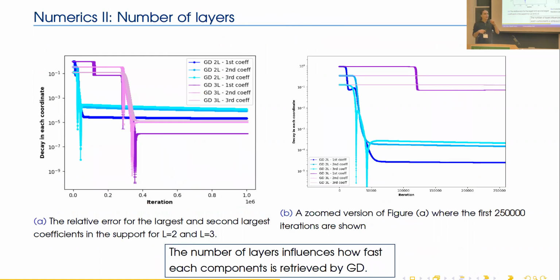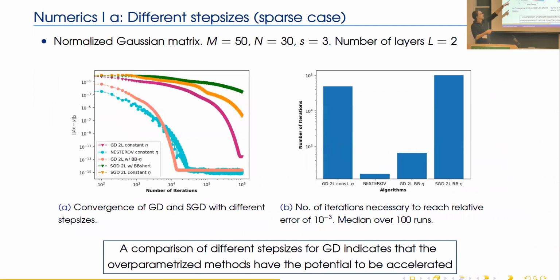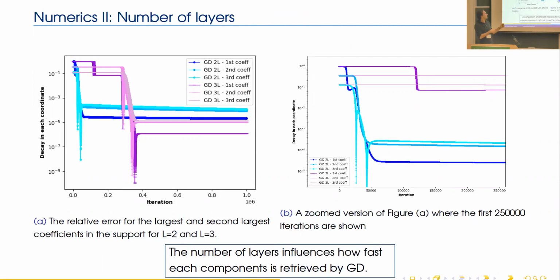Moreover, as I said, our result is for L greater or equal than 2. So we could go for L equal to 3, L equal to 4. We can just append vectors in this overparametrized regime. Here we have the same situation as before, so s equal to 3, and we are comparing what happens to these 3 coefficients that are different from 0 when we run gradient descent with 2 layers and gradient descent with 3 layers.